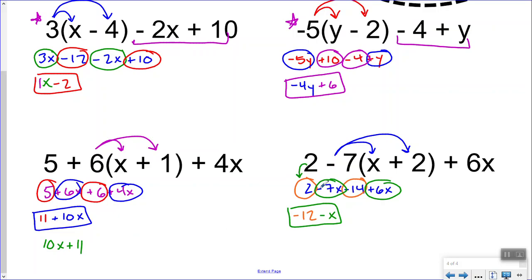2 comes down, that doesn't change. We distribute the negative 7 through to both terms in parentheses. We have negative 7x minus 14 plus the 6x out at the end. We combine like terms. 2 minus 14 is negative 12. Negative 7x plus 6x is negative x. So now we have negative 12 minus x, and we're allowed to rearrange those terms into negative x minus 12.